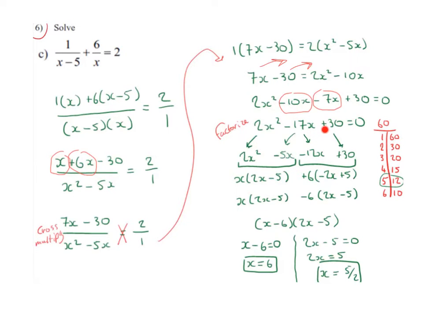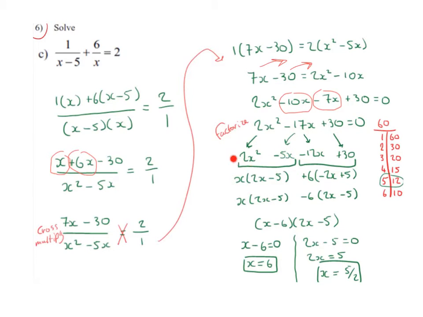Since this is a positive, I know that the signs of both of these terms will be the same. And since this is a minus, I know they will both be minuses. So minus something needs to give me minus 17, and I have to use one of these factor pairs. So I'm going to go with 5 and 12. Minus 5 minus 12 gives me minus 17. And it doesn't matter which way we put these terms, if the minus 5x comes first or the minus 12x comes first, it'll still work out the same way.